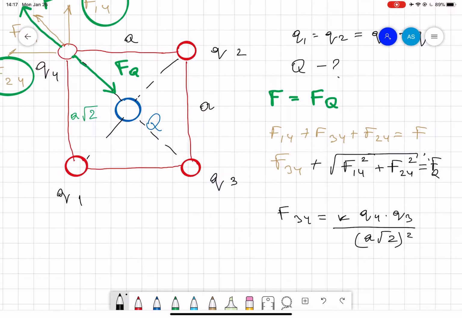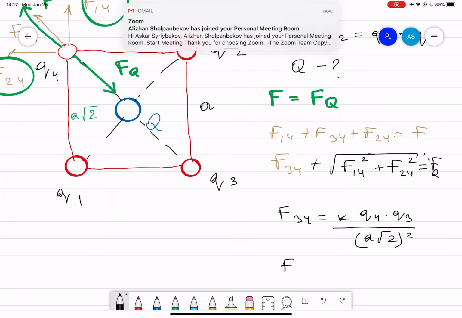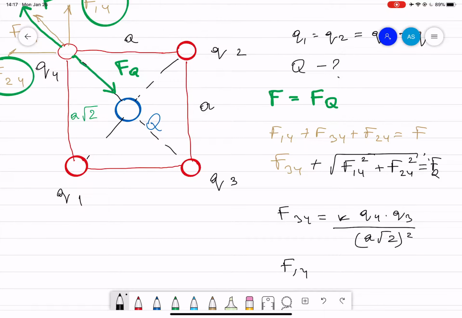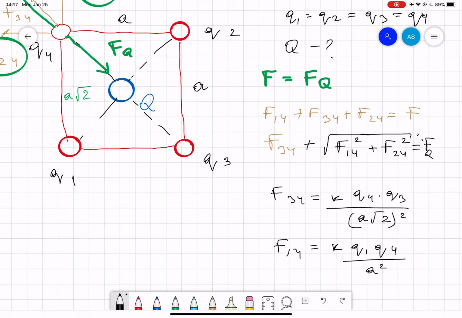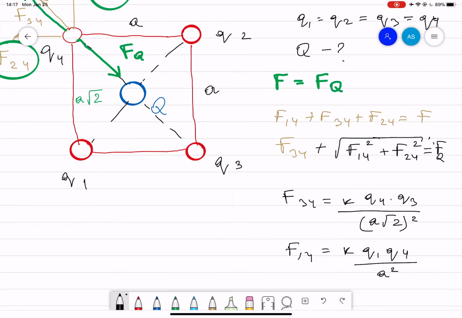Now, what about F14? F14 is equal to k Q1 Q4 divided by A squared. Then F24 is equal to k Q2 Q4 divided by A squared.